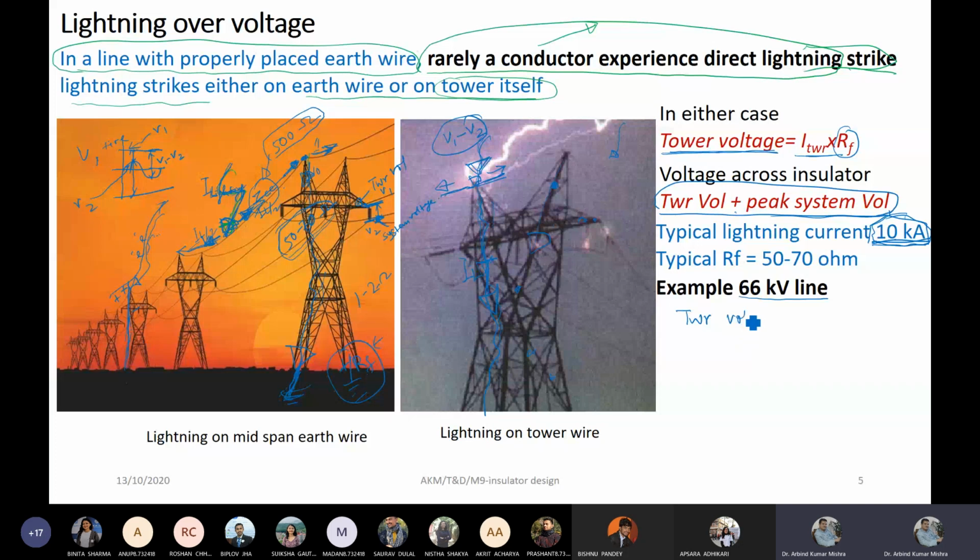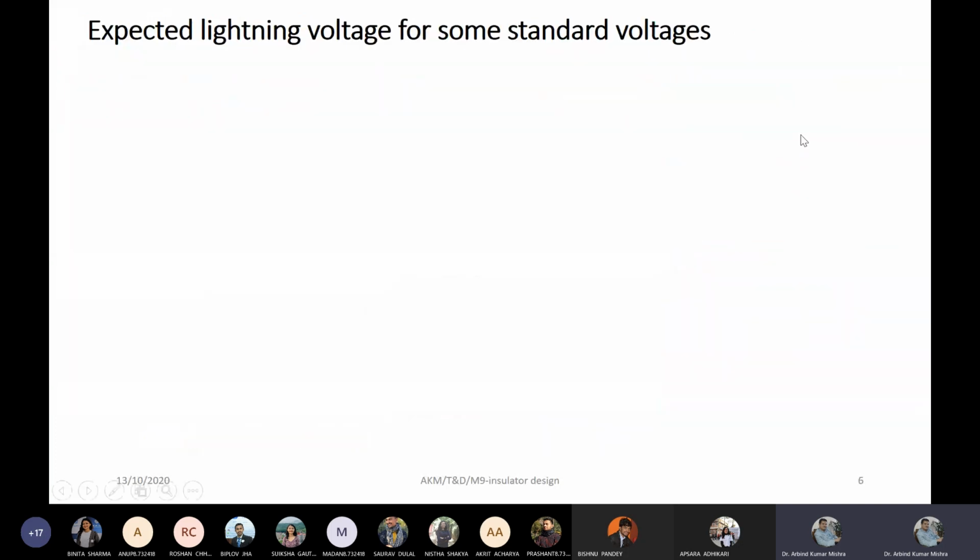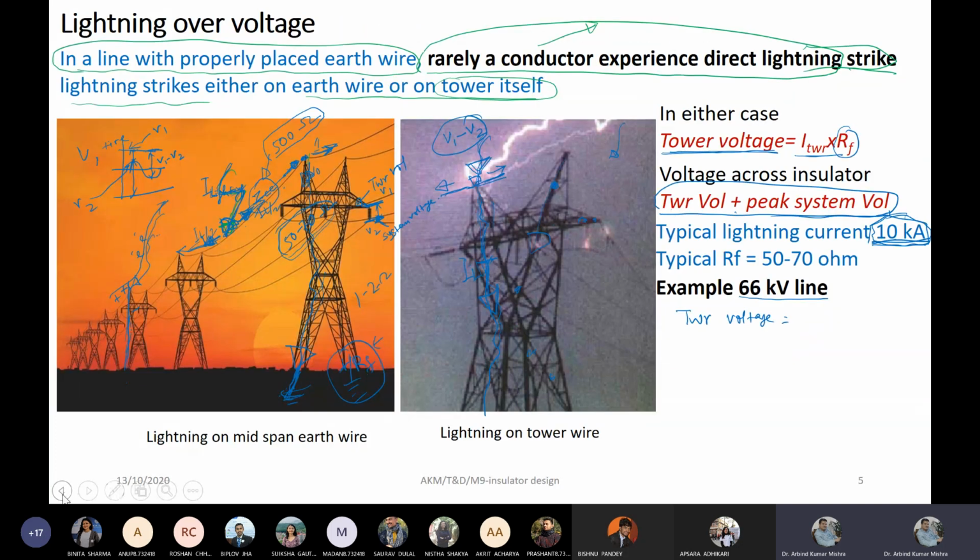The tower voltage will be, as already mentioned in the formula, 10 times 50, if we consider the tower footing resistance to be 50 ohm. So this will be 500, in kilovolts, because the current is in kiloamperes. But if we consider 70 ohm, then this is 10 times 70, so 700 kilovolts.